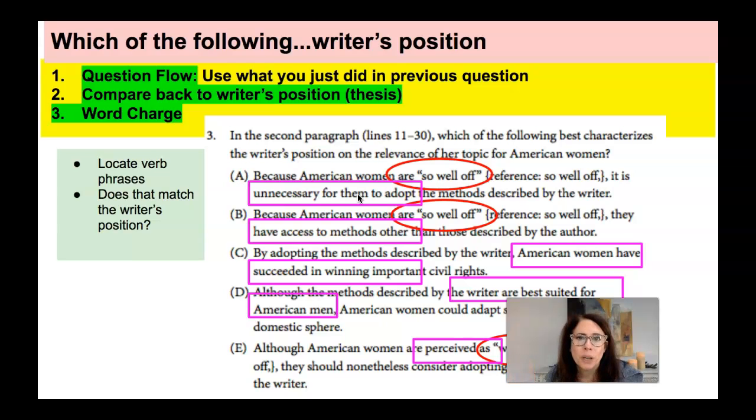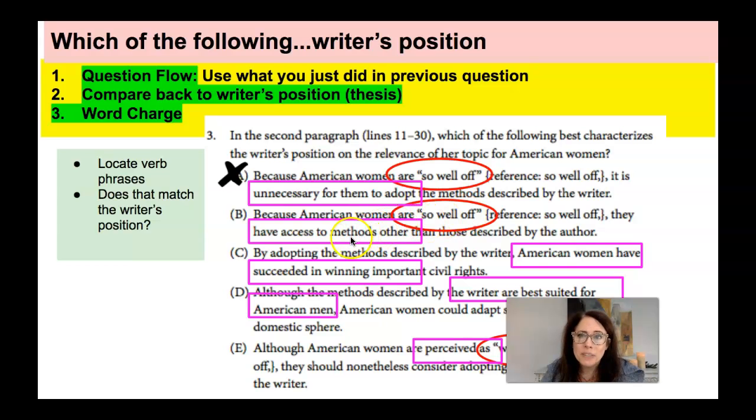I'm going to box out our verb phrases, and I want to figure out if that matches our writer's position. And so it is unnecessary for them to adopt the methods. But I'm thinking here, because American women are so well off, it is unnecessary for them to adopt the methods. That's absolutely not true, right? American women are not so well off. She was being sarcastic. So I'm going to take that one out immediately.